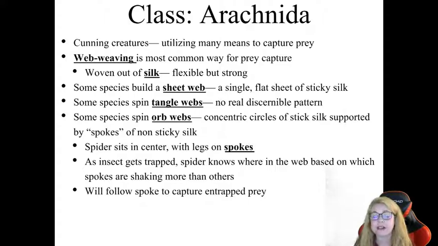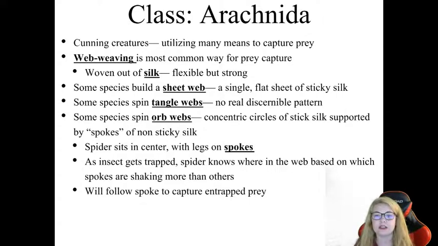They are woven out of silk that is produced by the spider, which is very flexible but strong. And so some species of spiders will build what's called a sheet web, which is a single flat sheet of sticky silk to trap their prey. Others will spin what's called a tangle web, and there's really no discernible pattern to this type of spider web. And then commonly what people think of when they think of spider webs, or when you think of Halloween decorations, some species spin what's called the orb webs, which is the concentric circles that have the silk supported by spokes, if you will, that go through.